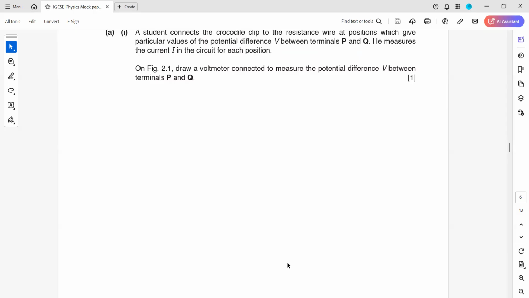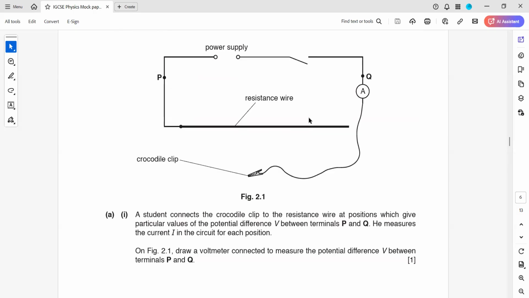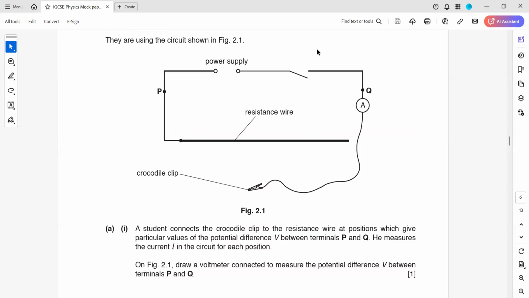It's okay if we connect on the resistance wire? You mean like this, connecting between the resistance wire? No, that's also not correct. You want it between P and Q.